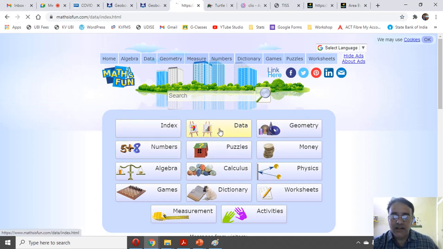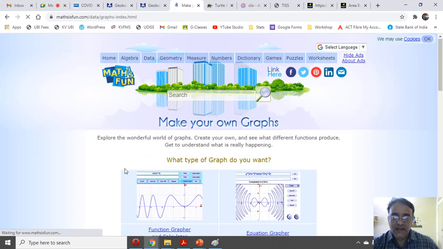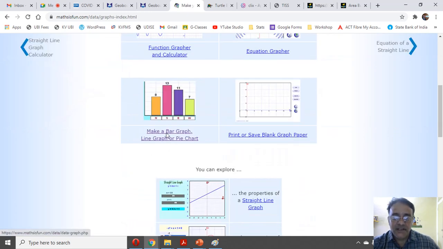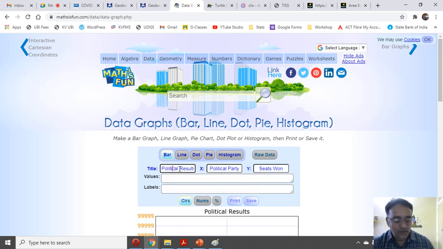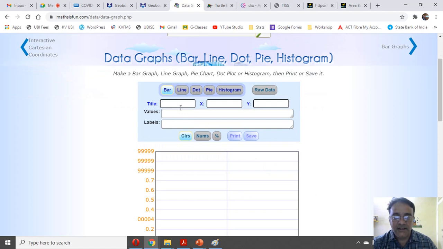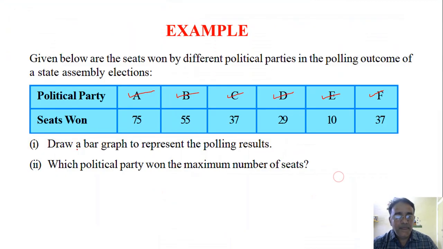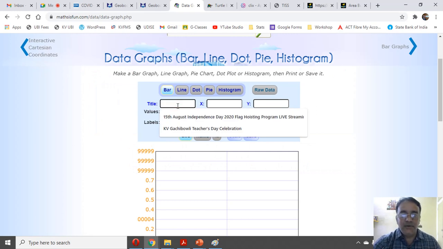We have to click on data and then click on graphs index. Then here, make a graph is given, so we have to click here. Okay, so whatever you did previously will appear here first. Actually I did it yesterday, so some data was there. For the title, I want to give political result.